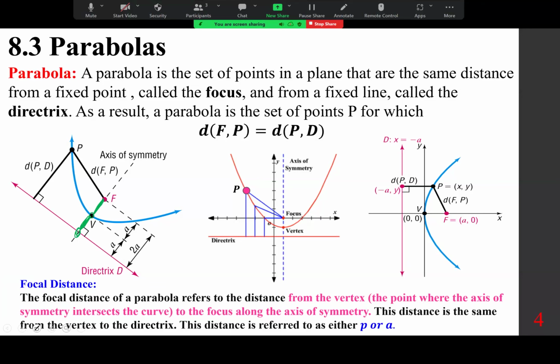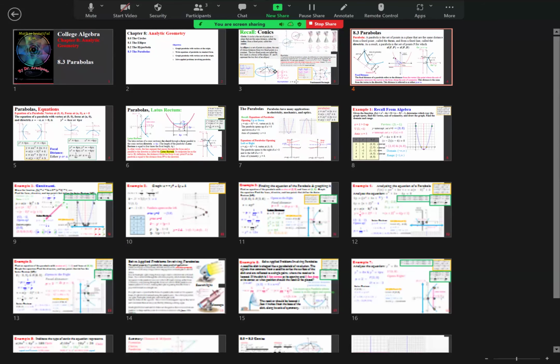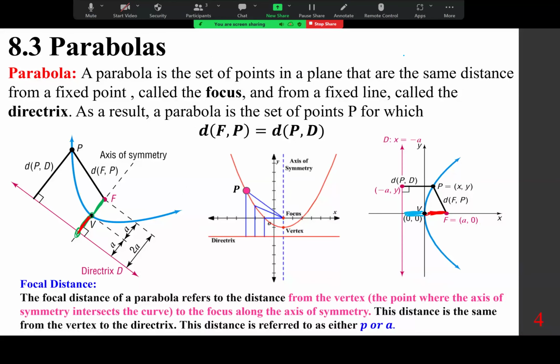Okay, let's actually go with a different color. This distance, if you're looking at this one, would be this distance, versus this distance. Now, what I want to add is normally they are either called A or P. I like to go with P representing the focal distance, in which case this equation becomes x equals minus P.